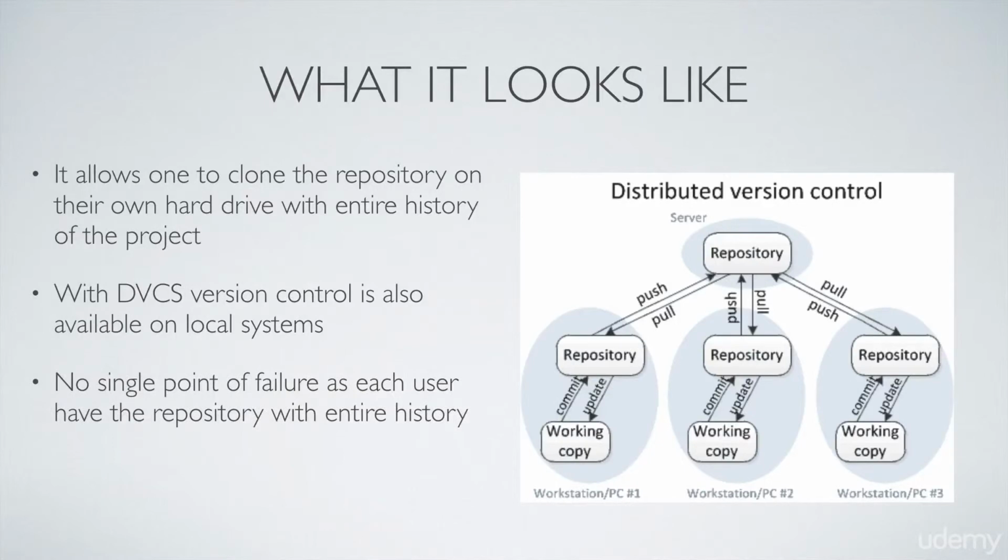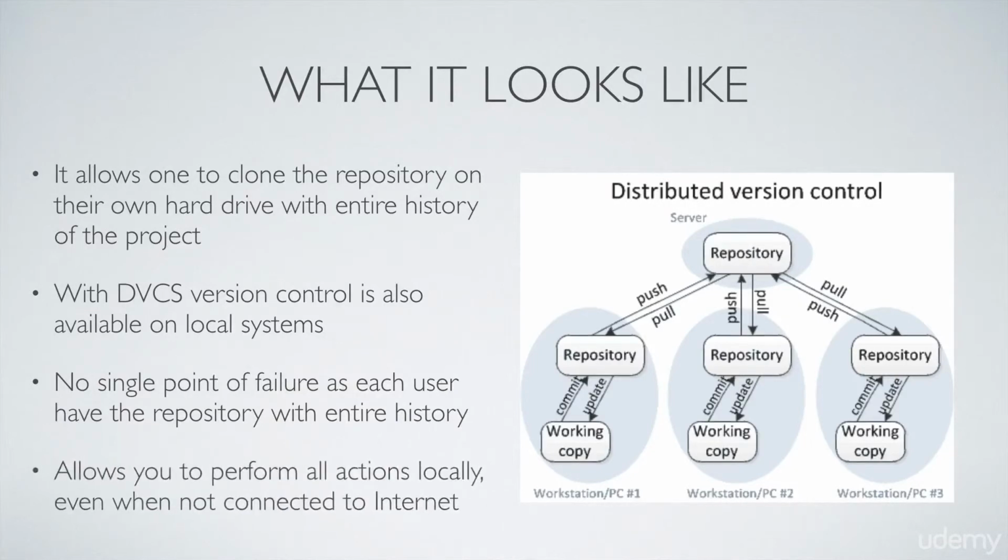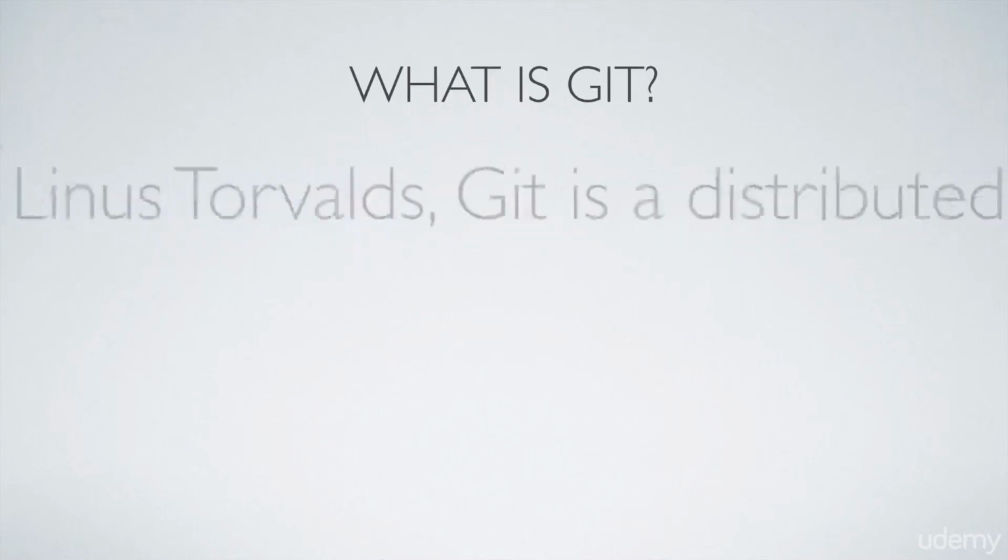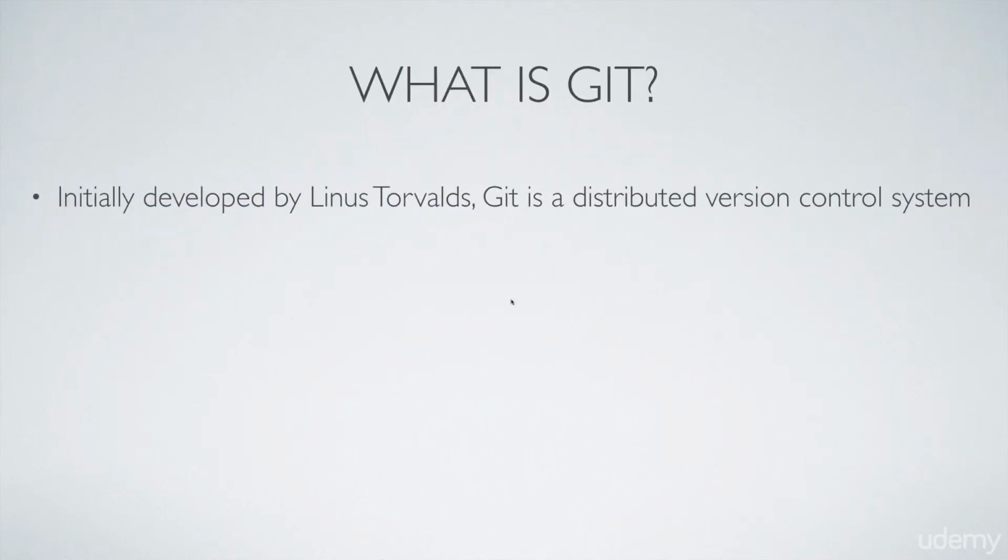And that is why DVCS doesn't have a single point of failure, as each user has the repository with the complete history. Now it allows you to perform all the actions locally even when not connected to the internet. Now Git is a distributed version control system. So what is Git? Git is a DVCS made by Linus Torvalds.